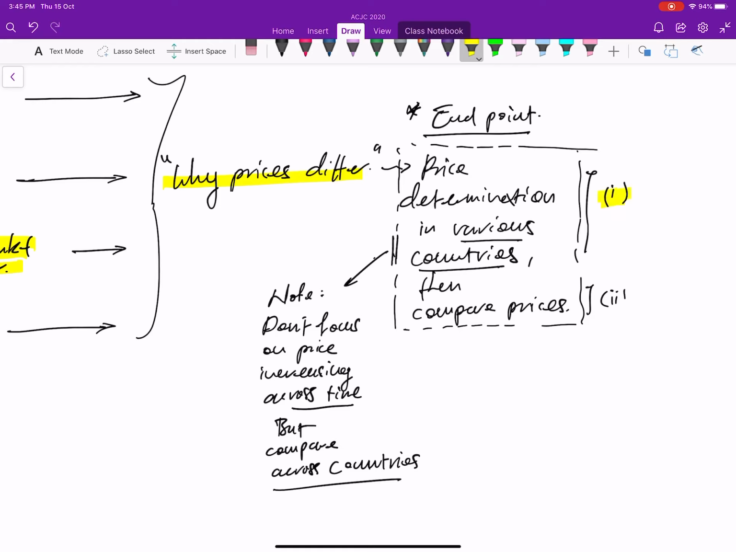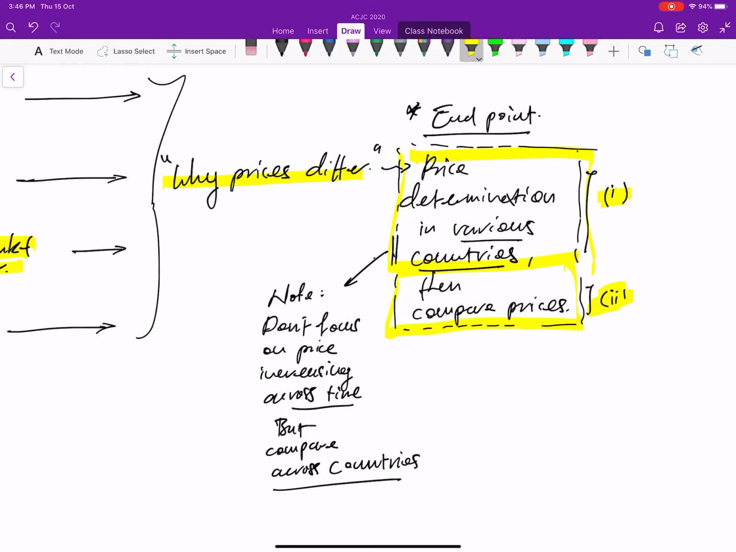Okay, so first you have to explain how price determination occurs in various countries. So why is it that the demand for one country is higher than the demand for another country? And then how that affects the prices. So you have to compare the prices across different countries. Okay, so maybe this seems fairly obvious to you, and if it is, then that's good, congrats, but please make sure it comes through in your writing as well.